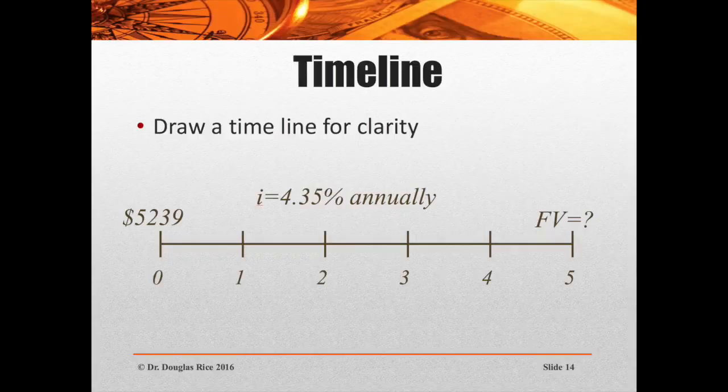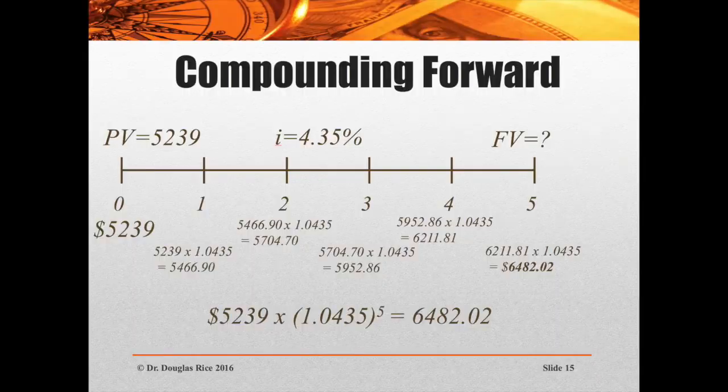Well, we could sit down with a calculator and probably figure this out. We draw maybe a timeline. I think timelines are very helpful in time value of money. And so we draw this timeline and we just do it step by step. Maybe that would look something like this. We start with 5239 at time 0. That's today. We have 4.35% annually, and the future value is what we're looking for. So the present value today is 5239 at time 0, and we just multiply it out 5 times.